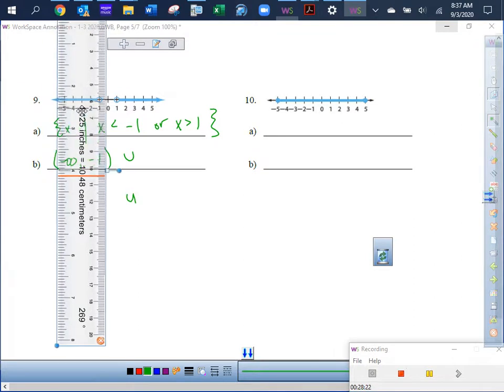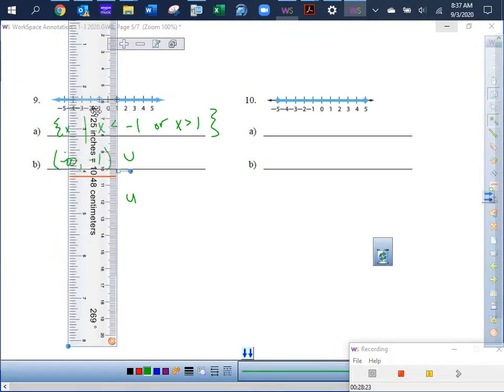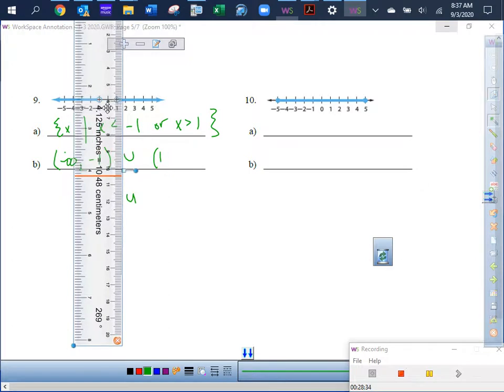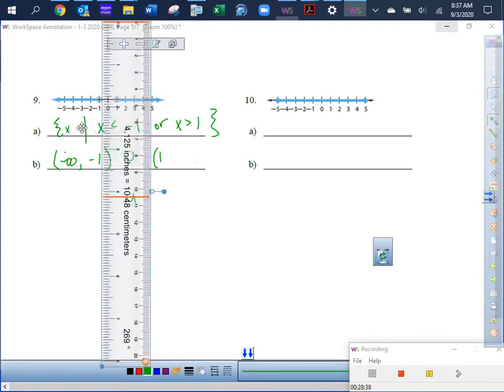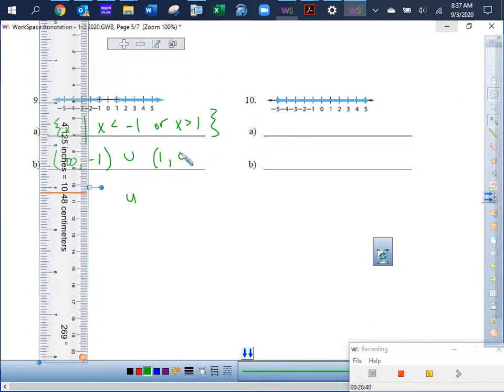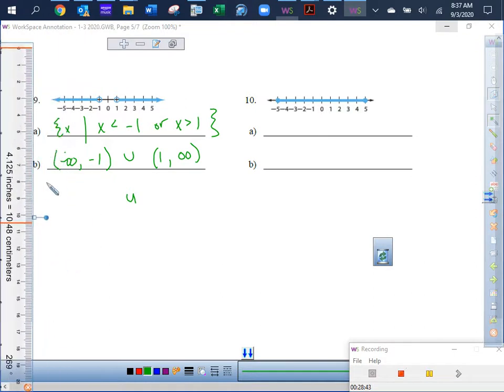So I got to unite it with, where do we start from? It starts at 1. But it's not actually starting at 1, because 1 is not included. That's why 1 gets a parenthesis. And then would you believe that that interval keeps on keeping on all the way to positive infinity in that case? So, and infinities always, always, always get a parenthesis. Weird. That's called interval notation.